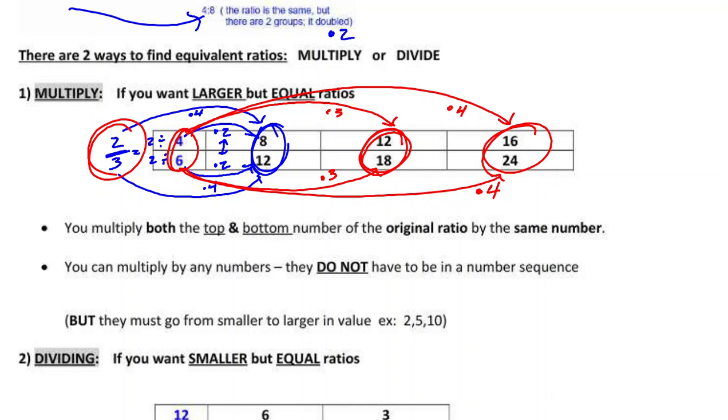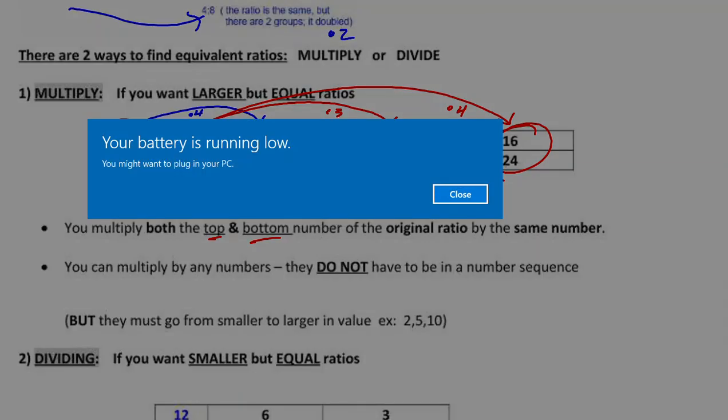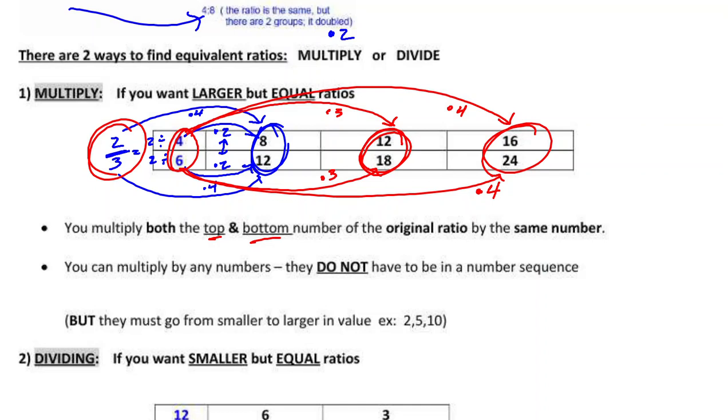So you can multiply both the top and the bottom number of the original ratio by the same number. And you can multiply by any numbers; they don't have to be in the same number sequence, but they must go from the smaller value to the larger value.